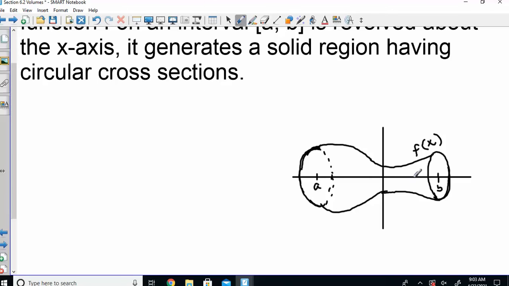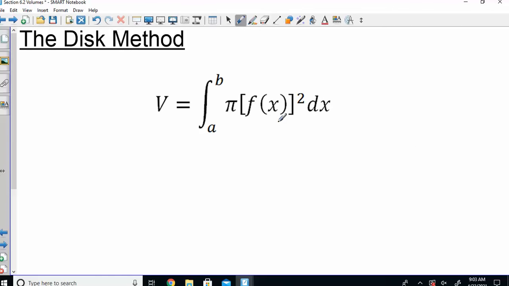And in this case, if you're only looking at a positive function, when you want to measure the radius, the distance from the axis out, the radius is always the function. So on all the problems we've been looking at, it's just pi times the function squared. That's what's called the disk method. So that's what we've been doing. We're just rotating a curve around an axis, so we create circular cross sections. The radius is the function every time. So that is the first way that we can calculate volumes.